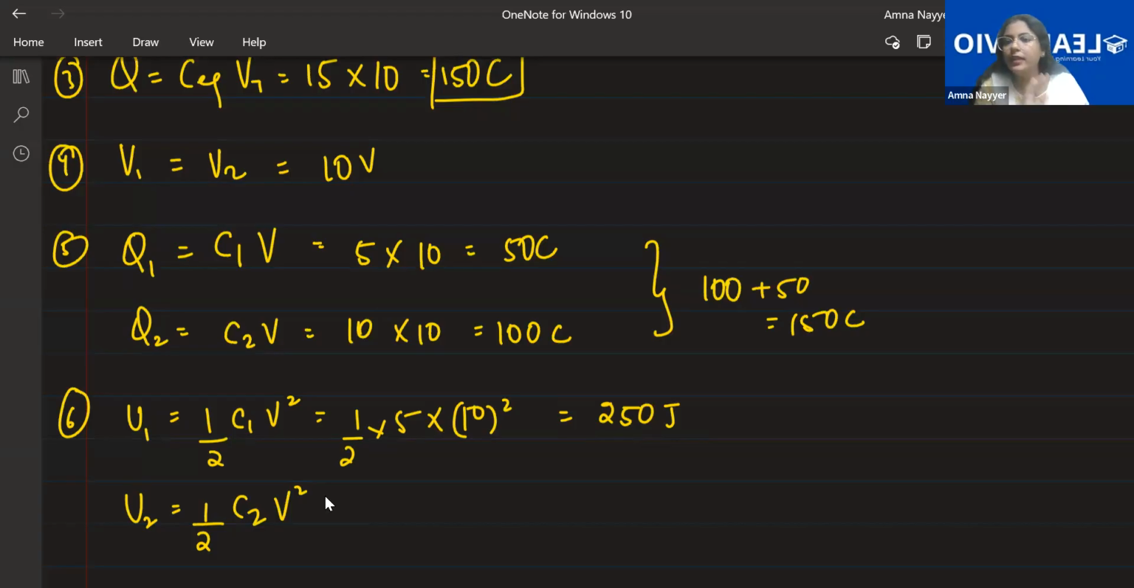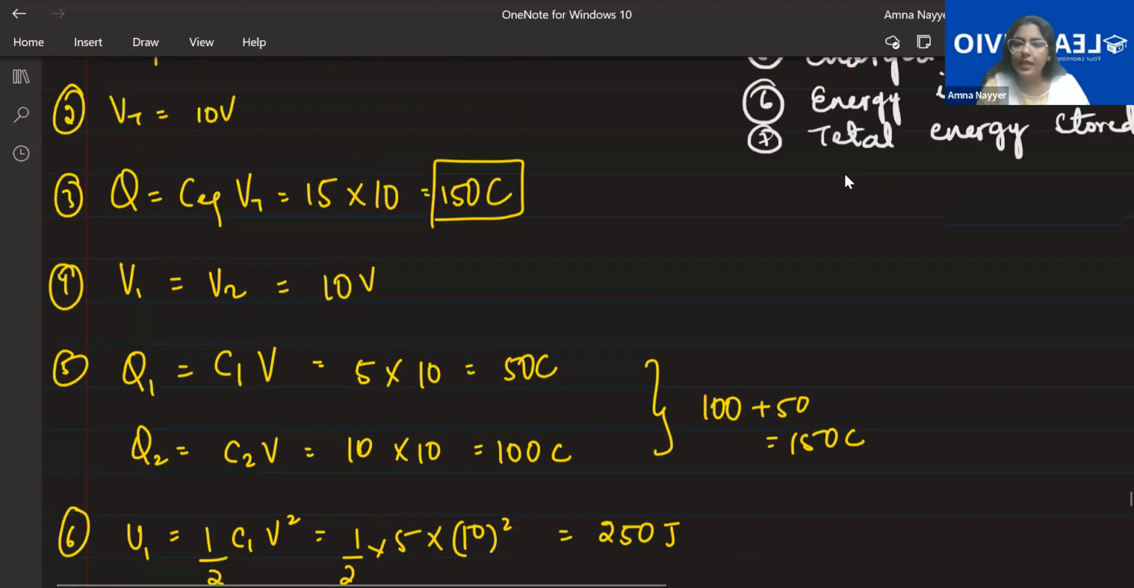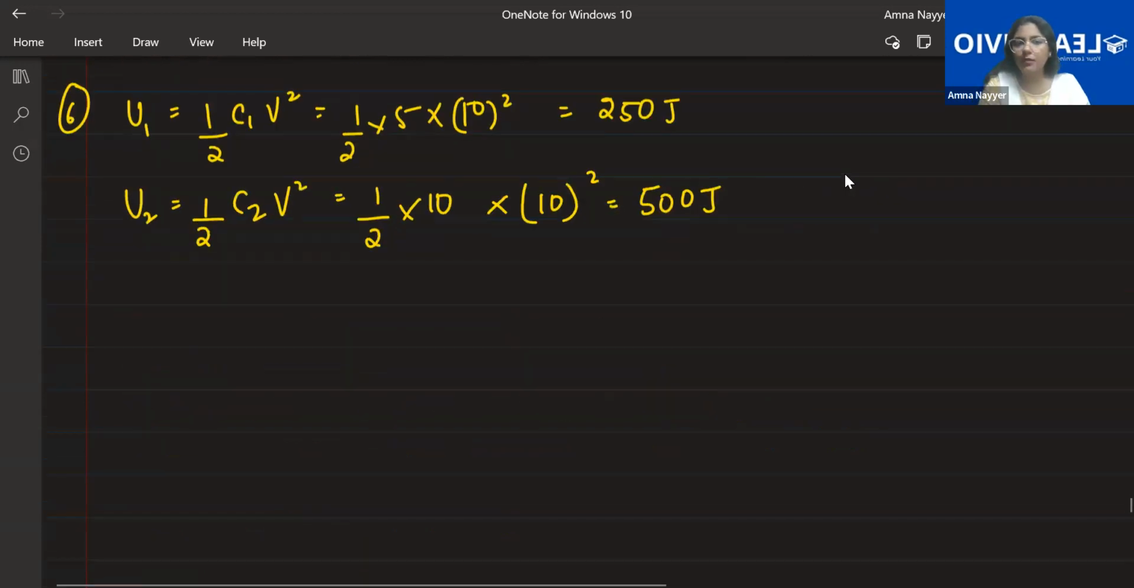You put C2, you will get the data for C2. This will be half into C2, into V square. What is V square? 10 square. This is 500 joules. The last part says the total energy stored. Now, total energy stored can be calculated.